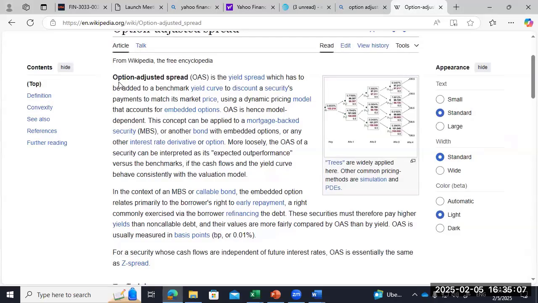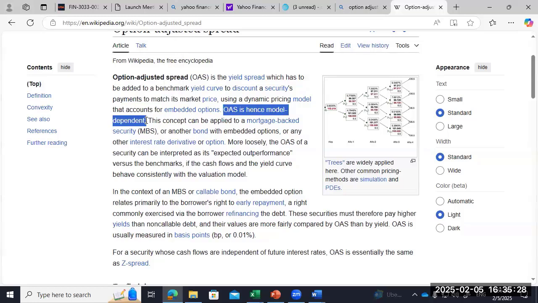OAS is a yield spread which has to be added to a benchmark yield. That's the 10-year treasury to discount a security's payments to match the market price using a dynamic pricing model that accounts for it. There they go again. What's my question? How? How does it account for it? So it's like the people writing this are like, I'm not really sure what OAS is.